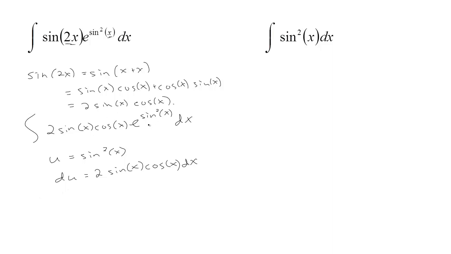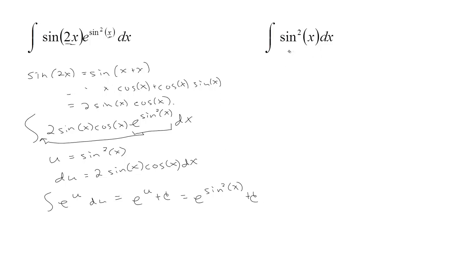Now in this problem you can multiply in any order, so if I rearrange this and move the e to the sine squared x up front, I really have e to the u, and then 2 sine x cosine x times dx is du. Now that I applied that identity and made this substitution, the problem is easy, right? The antiderivative of e to the u is just e to the u plus c. Substitute back, we chose u to be sine squared x, so we have e to the sine squared x plus c.